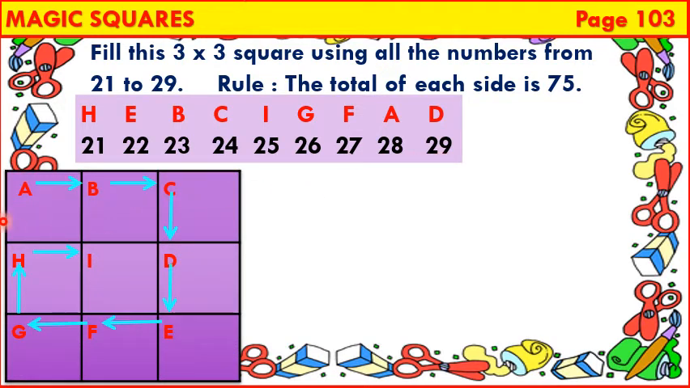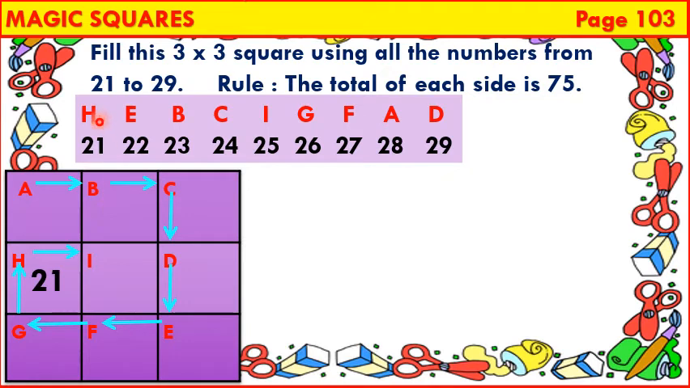Now in this 3 by 3 magic square, write A, B, C, D, E, F, G, H, I in this sequence only, like this. Children, see properly. Again, A, B, C, D, E, F, G, H, I should be written in this sequence only.